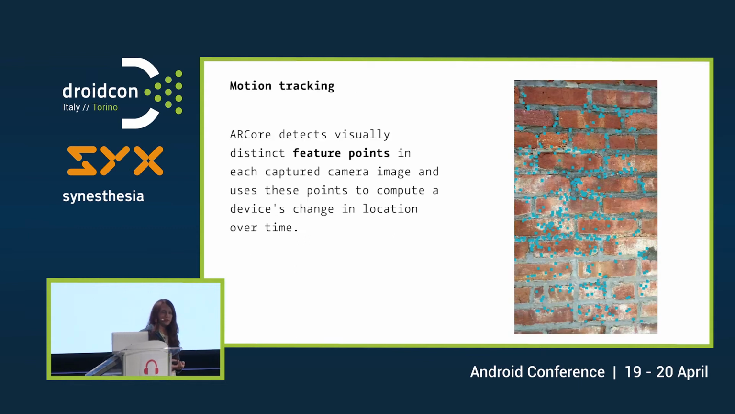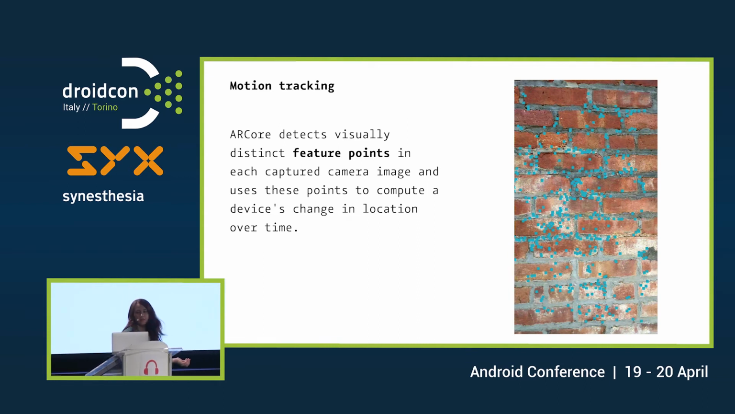So first of all, motion tracking. As your phone moves through the world during an AR session, ARCore detects visually distinct features in the captured camera image. These are called feature points. It uses the change in location of these feature points across camera frames to compute the change in location of the device itself. This process is called concurrent odometry and mapping, and it's one part of the equation that ARCore uses to understand where the device is relative to the world around it.